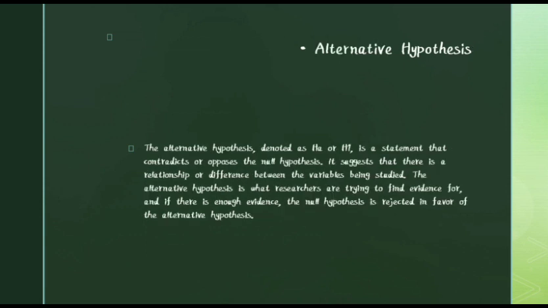So, next, alternative hypothesis. The alternative hypothesis, denoted as H sub alpha or H sub 1, is a statement that contradicts or opposes the null hypothesis. It suggests that there is a relationship or difference between the variables being studied. The alternative hypothesis is what researchers are trying to find evidence for. And if there is enough evidence, the null hypothesis is rejected in favor of the alternative hypothesis.